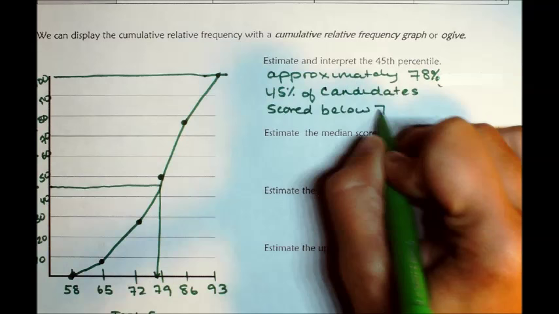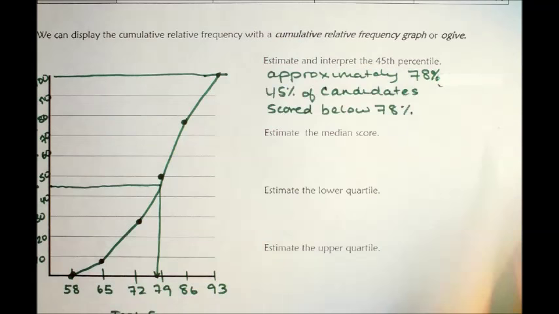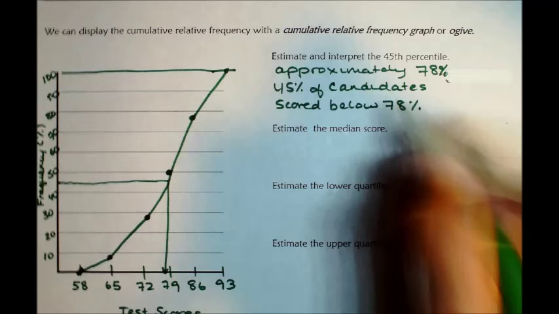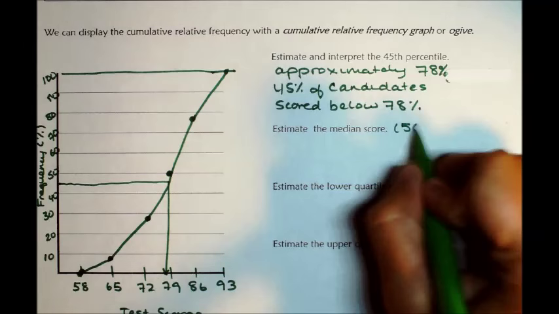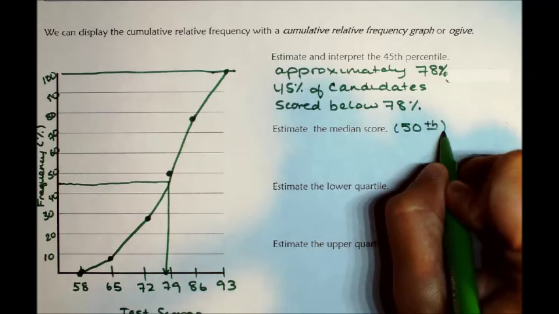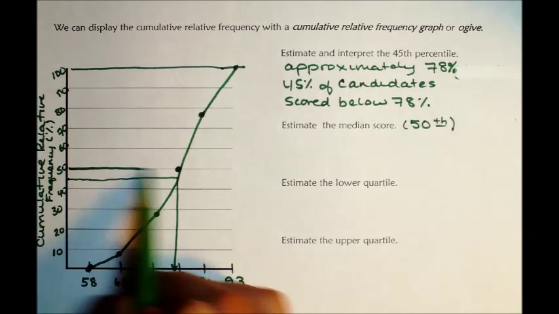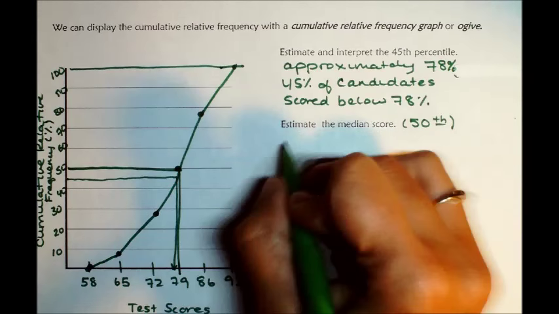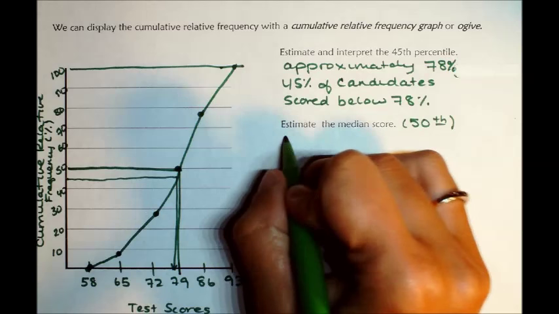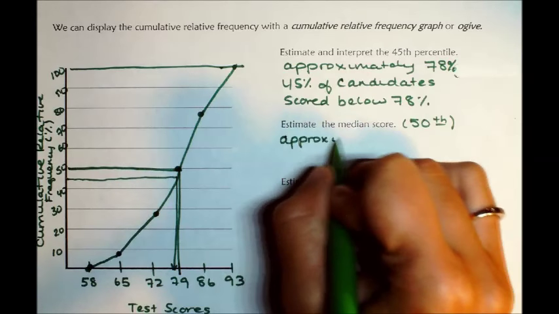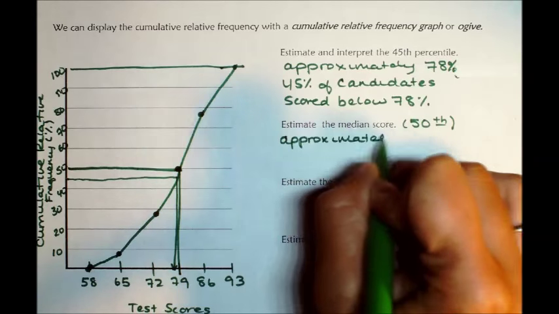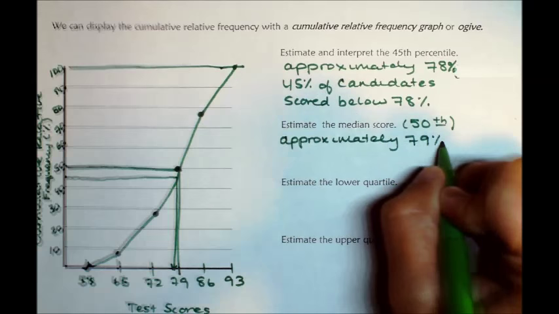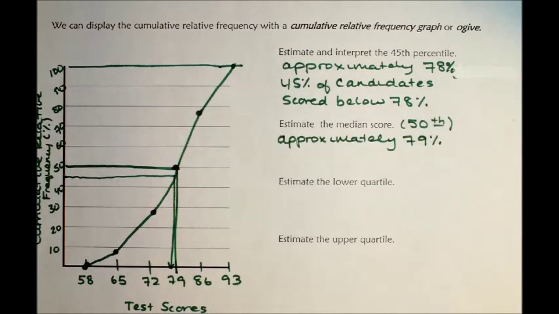We can use this to estimate the median. So we know that the median is the 50th percentile. Go over to the graph. 50th percentile we know is going to be 79. This means that approximately 50% of candidates scored below 79%.